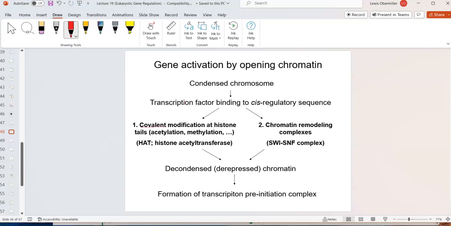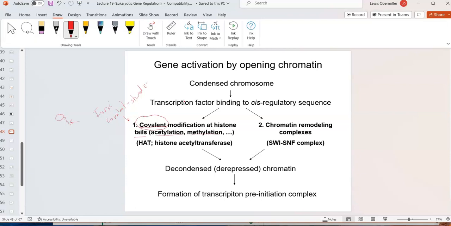Hopefully this is a review, but there are different kinds of bonds. We have ionic and covalent bonds, and covalent bonds are very strong. We know these are shared electrons. So we can covalently modify histones on their tail. The histone proteins have a tail region, and this is where modifications occur. So we can acetylate these things on the tail or methylate them. There's lots of things that we can do.